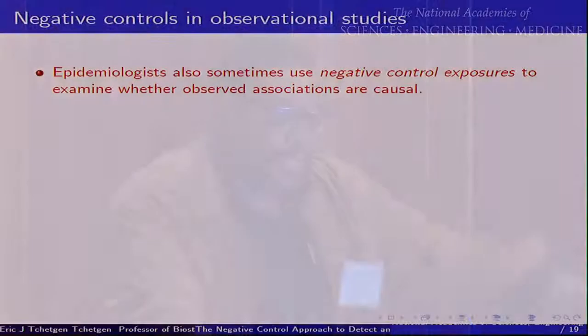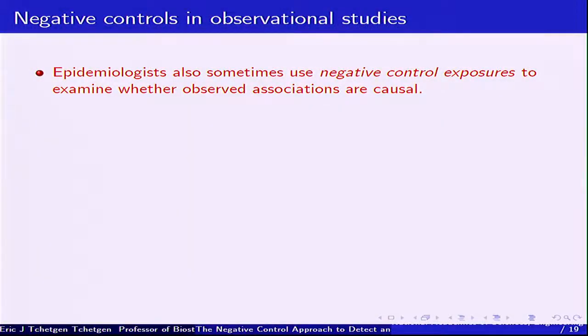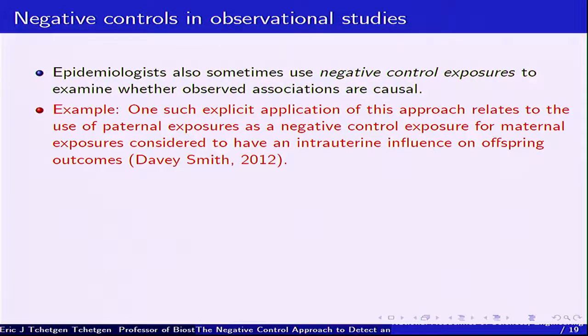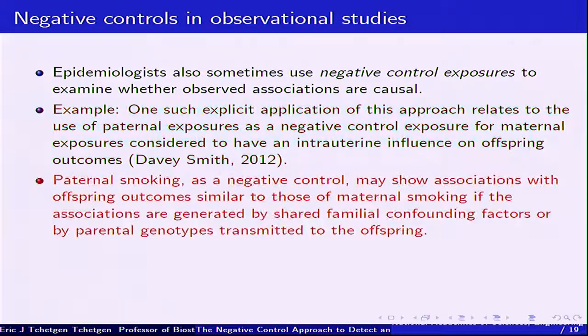Epidemiologists also sometimes use, so those are two examples of negative control outcomes. And I'll give you an example of negative control exposures that have been used in epidemiology. One such explicit application of this approach relates to the use of paternal exposures as a negative control exposure to maternal exposures considered to have intrauterine influence on offspring's outcome. And this is George Davey Smith in a very nice series of papers in 2011, 2012.